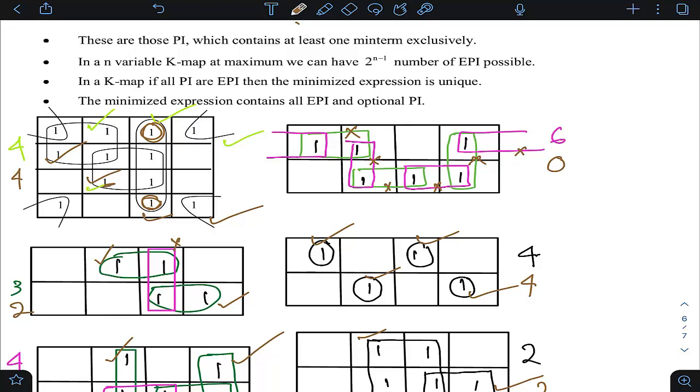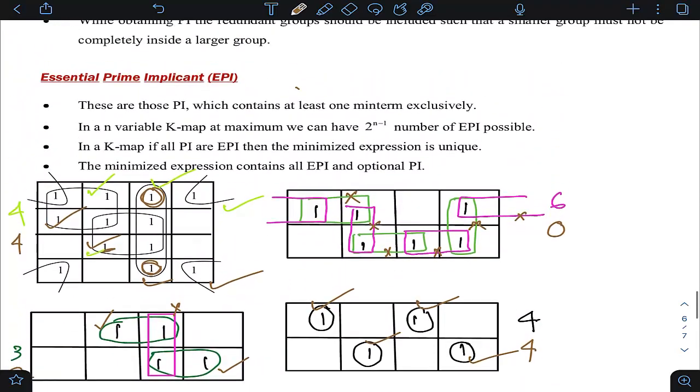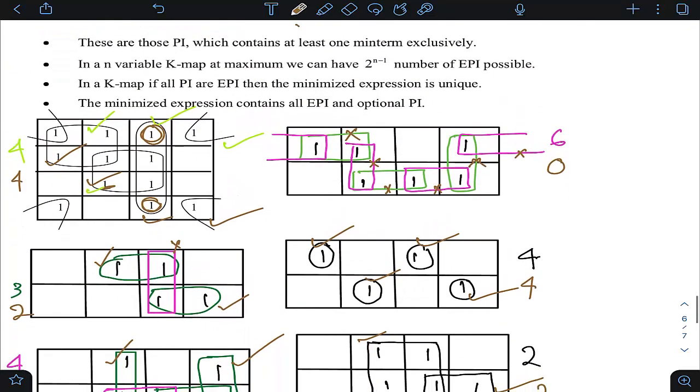So I believe after going through around 7 to 8 questions, whatever I have taken, you don't have any confusion regarding how to find EPIs. Here is one observation I would like to give you, friends. Whenever you are finding the minimized expression, you need to think for yourself.